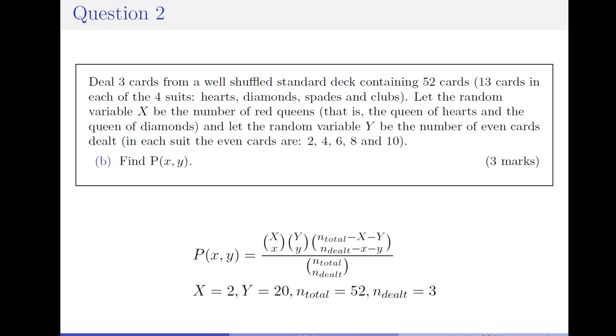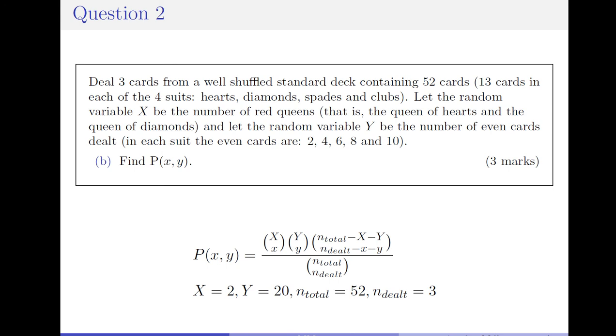So the even cards are 2, 4, 6, 8, and 10. That's 5 numbers, but we've got 4 suits. So 5 times 4 makes 20, and Y is equal to 20. n total is the total number of cards in the deck, and a standard deck of cards always has 52. n dealt is how many cards we're dealing in our hand. So from the question, it says we're dealing 3 cards. So n dealt is equal to 3.